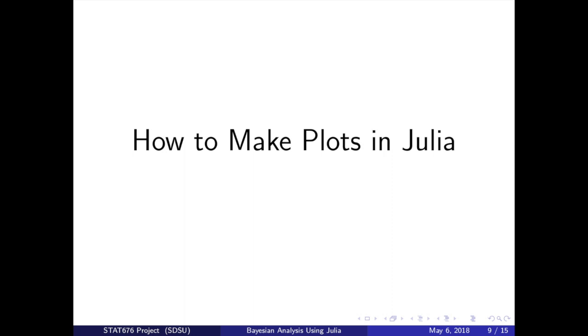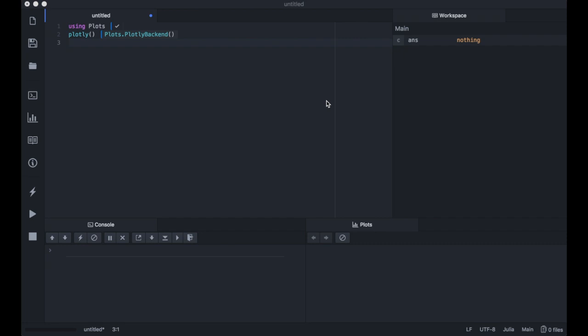Today I'm going to demonstrate how to make plots in Julia. The package we're going to use today is Plots, and the first plot we're going to make is a scatter plot. In this case, we will plot x from 1 to 10, and y are 10 random numbers. The first thing we're going to do is to assign a vector from 1 to 10 to x, and assign a vector consisting of 10 random numbers to y.